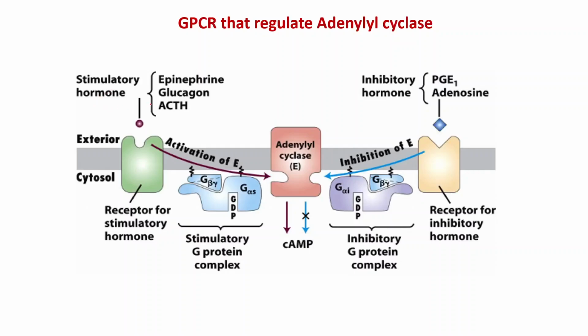stimulatory hormone. Stimulatory hormones are epinephrine, glucagon, ACTH. So this is the exterior part and this is the cytosolic part. The ligand will come and bind here. The stimulatory hormone will bind here, so it will give the signal for activation of the G protein. In that case the GDP will convert to GTP.